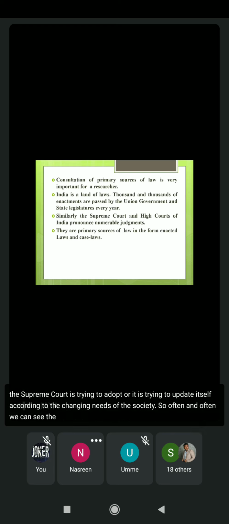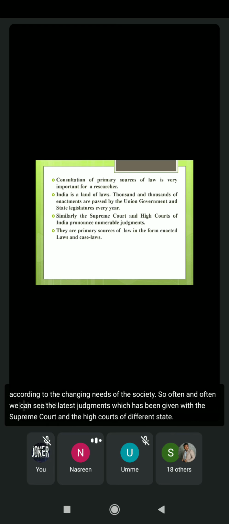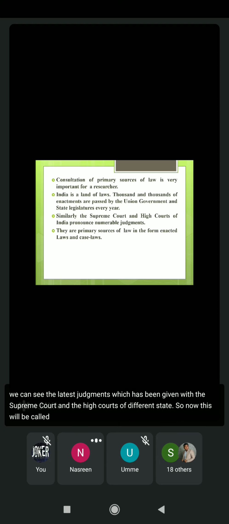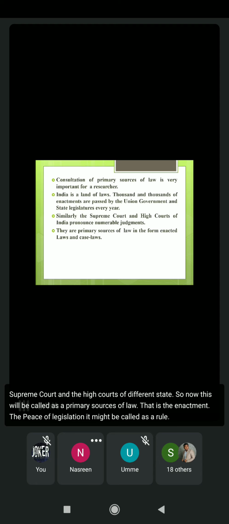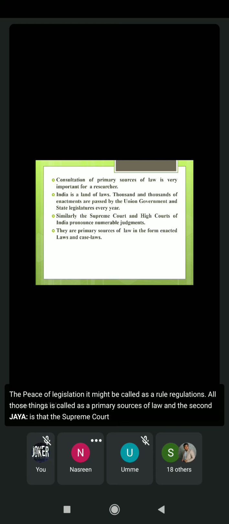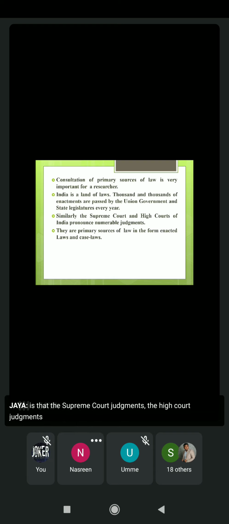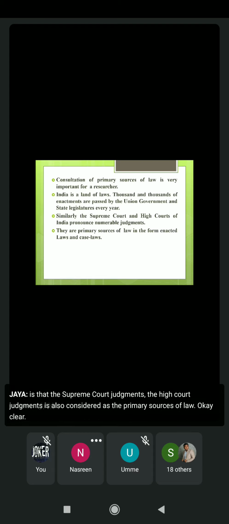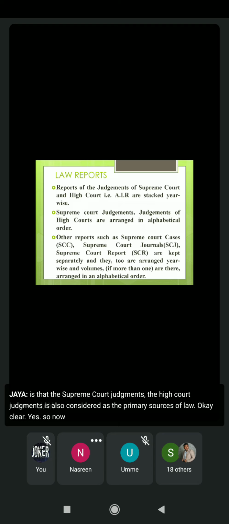So now this will be called the primary sources of law. That is the enactment, the piece of legislation. It might be called a rule or regulations. All those things are called the primary sources of law. And the second is that the Supreme Court judgments and the High Court judgments are also considered primary sources of law. Okay, clear? Yes. So now let us go to the next point.